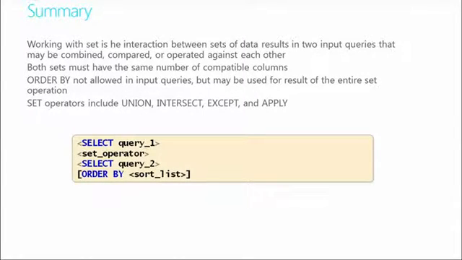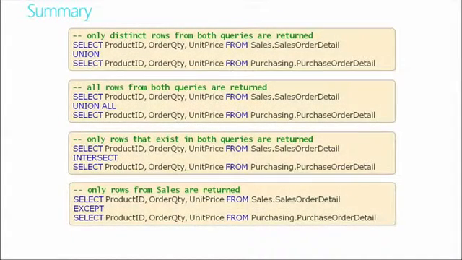Okay, so what we looked at here is working with sets and the interaction between sets of data results that can be combined, compared, or operated against. The order by is not allowed in the input queries. Set operators include the union, the intersect, and the except, and the apply. We also had examples of the union all, the intersect, and except, and they're using the AdventureWorks database, so these will work within the AdventureWorks database.